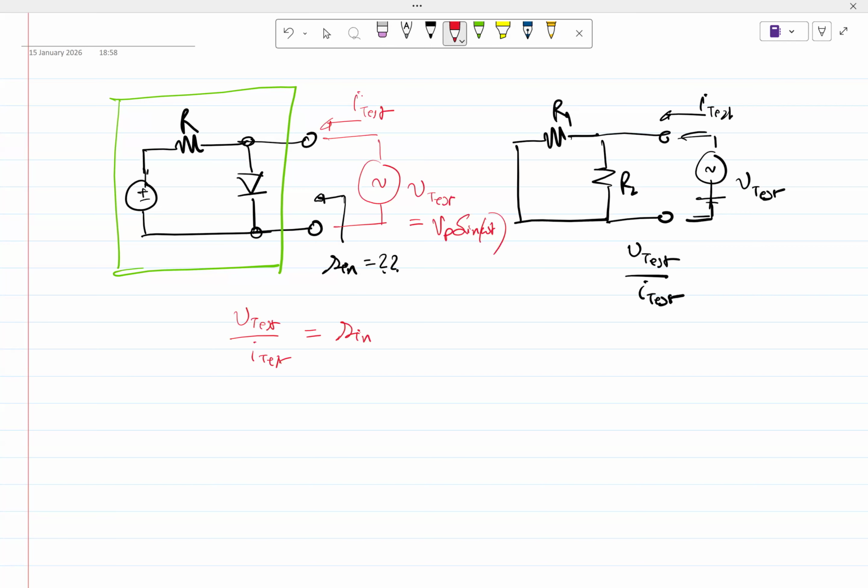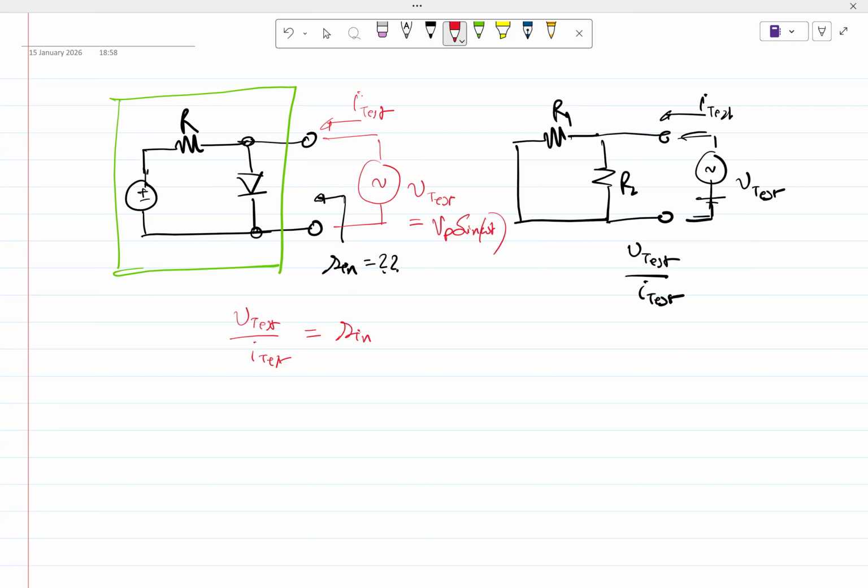Let me have a poll across the class. How many of you think that this is not a right way of measuring Rin? Show of hands. And how many of you think this is the right way of measuring it? No, this is what it is. We're not short-circuiting anything. This is the experimental setup. Will this work? It will not work.